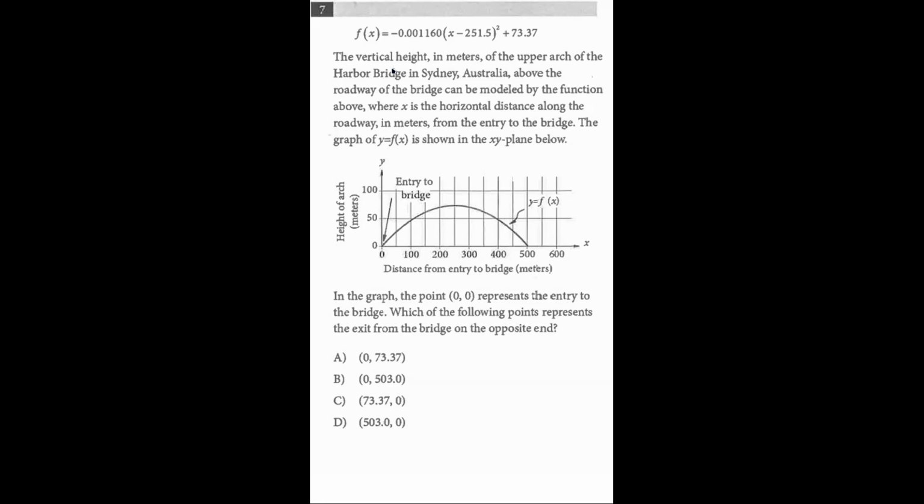Okay, so for question 7, we have an equation and a graph. And we're told that (0, 0) is the entry to the bridge, and we need the exit from the bridge on the opposite end. Well, that would just be where it crosses the x-axis again, which would be here, slightly above 500. So the correct answer would be x equals 503 and y equals 0. So the correct answer is D.